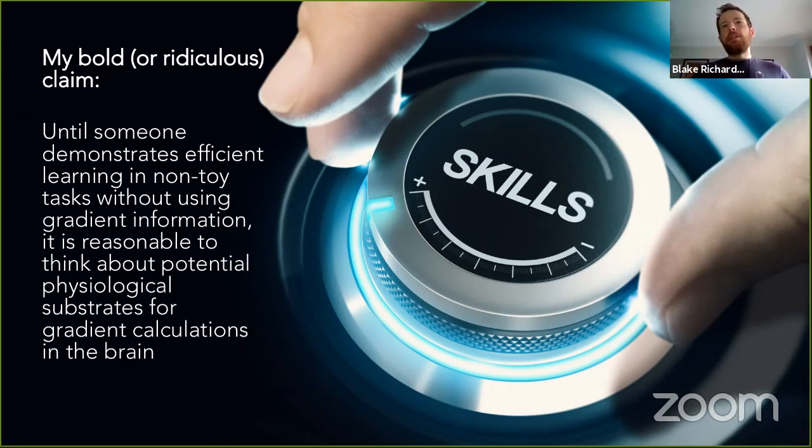If you believe that there are non-gradient-based ways to learn that would be superior, then all you need to do is demonstrate it. But there's a reason that we keep using gradients in machine learning, and that's that they work well. And so I think it's, at this point in time, still reasonable to think about how the brain might have some hook on gradient information.